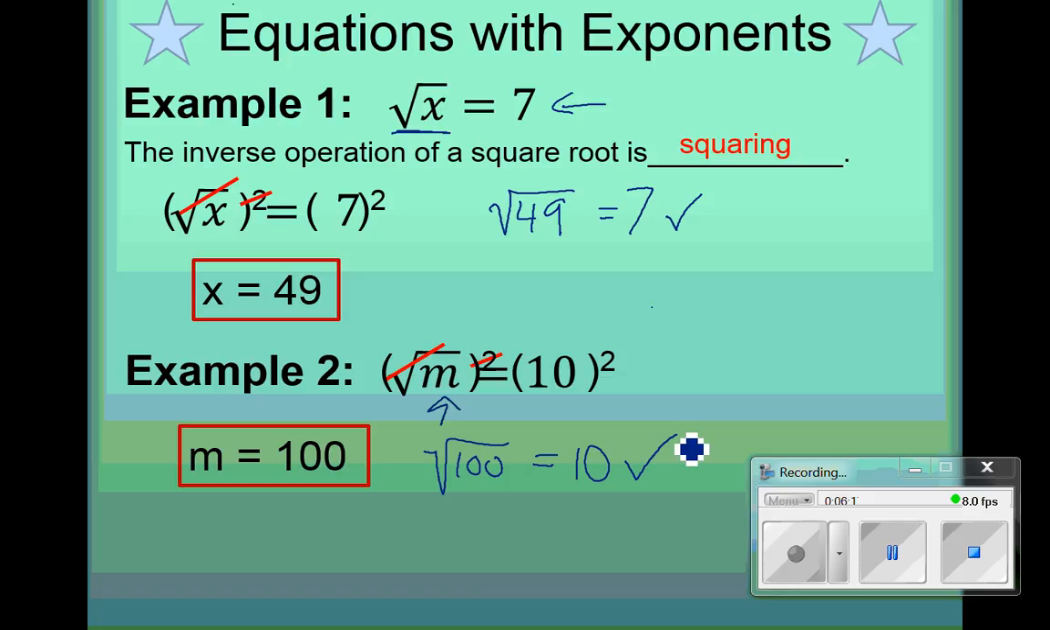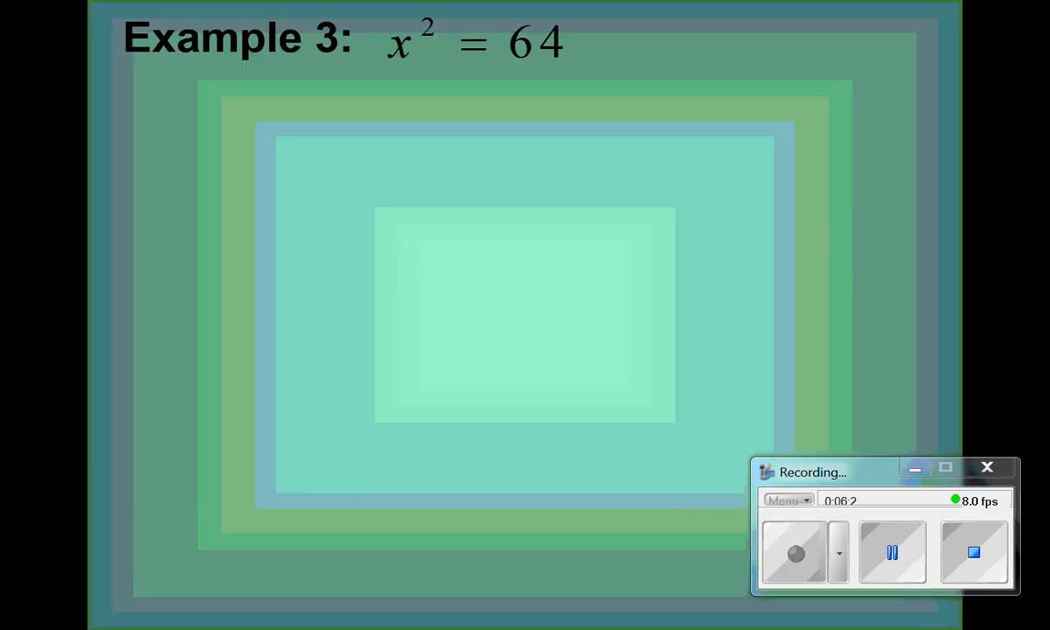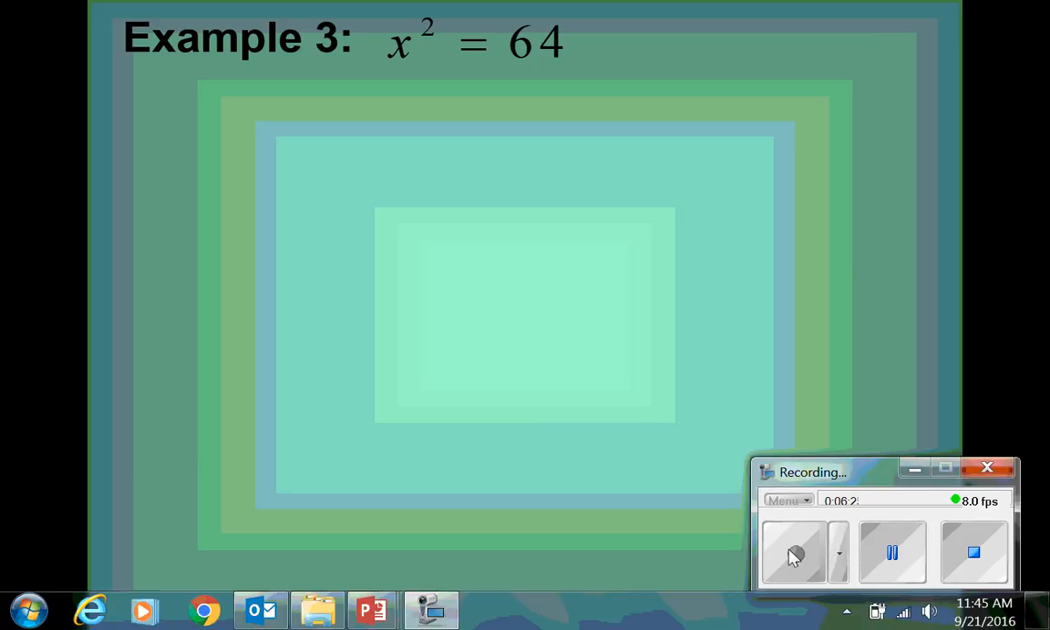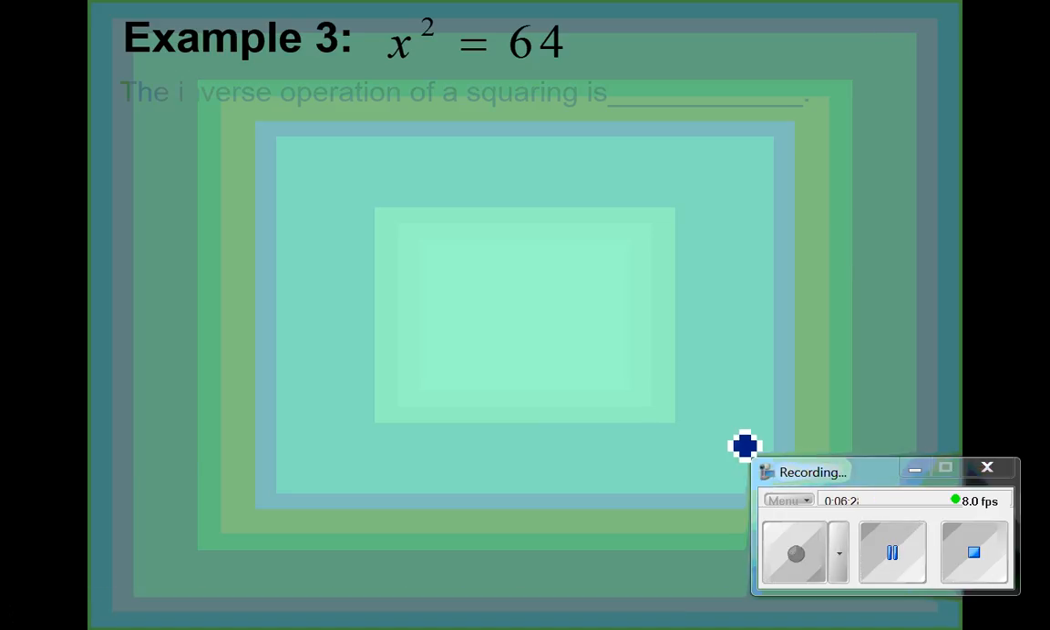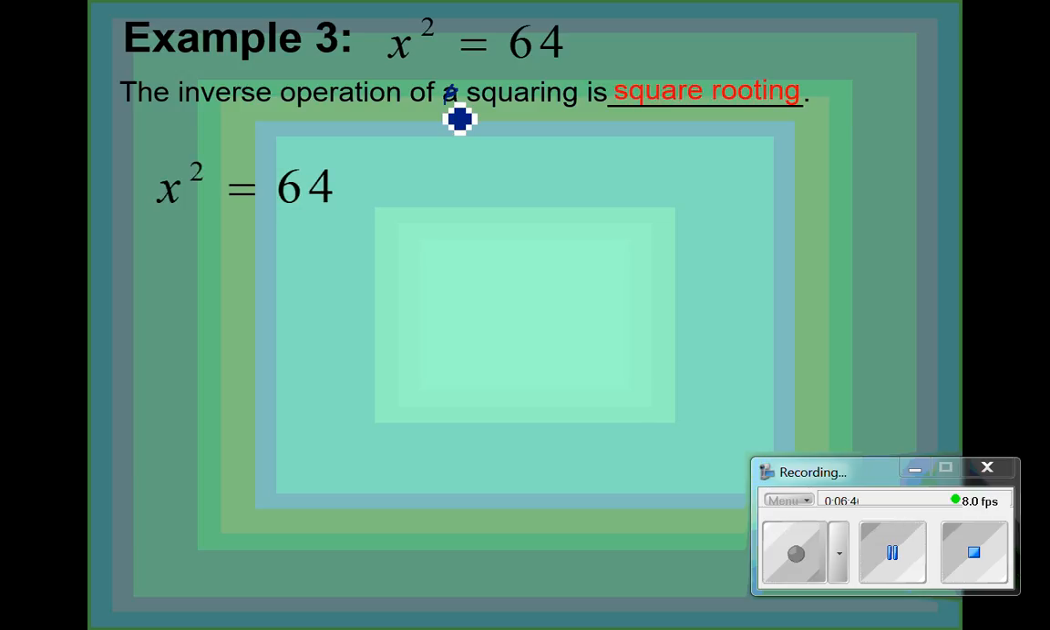Here is the next type of examples. Go ahead and copy example 3. Example 3 is x squared equals 64. So for these examples, we have the operation of squaring. The inverse operation of squaring is square rooting. So I'm going to rewrite the problem, and now I have to take the square root of both sides. To take the square root of both sides, you're going to use the square root symbol, or the radical symbol. So I'm going to put the radical symbol on both sides. And just like before, a radical cancels out the exponent 2, and I'm left with x on that side.